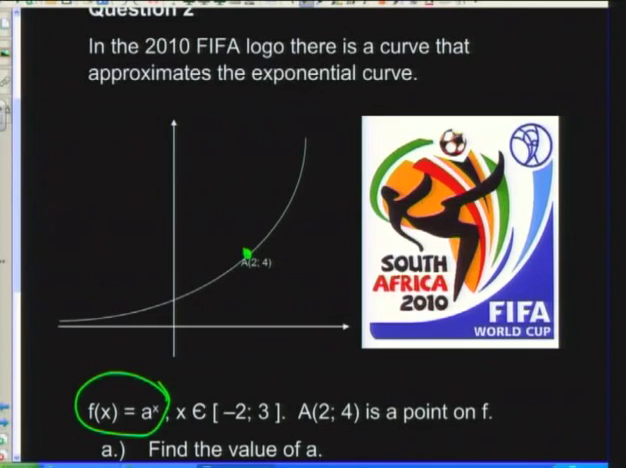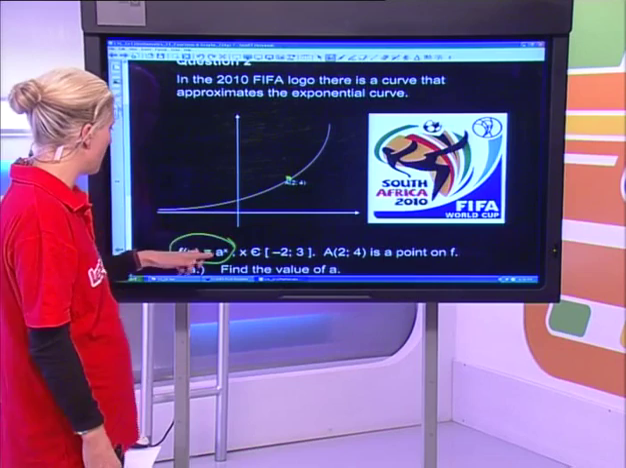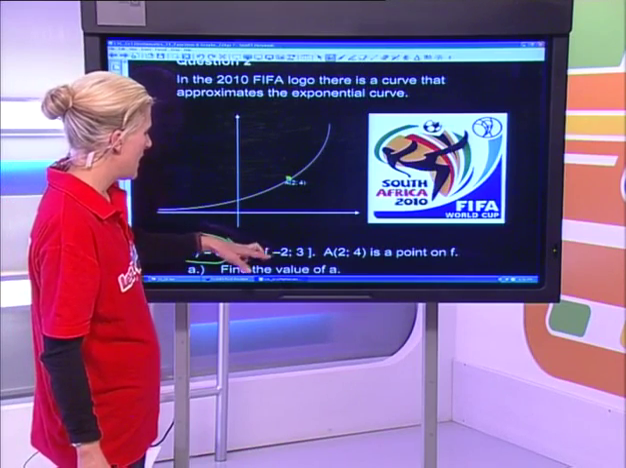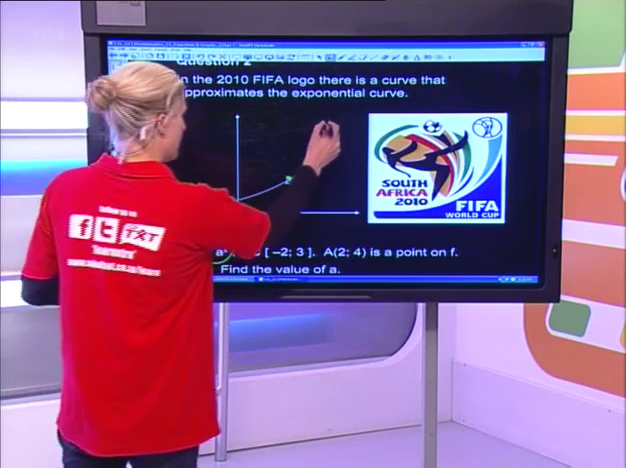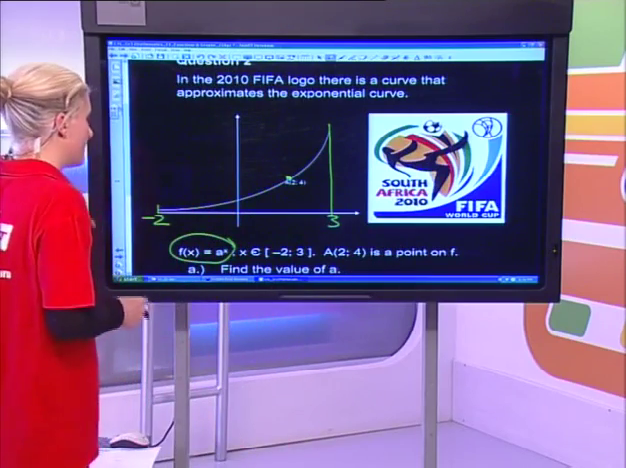This graph's domain is restricted. So this graph is only drawn from x is minus 2 to x is 3. So let's say it finishes there at x is 3 and it starts here at x is minus 2. It's fine. Usually an exponential graph's domain will be x an element of the real numbers, but we can restrict the domain. That's not a problem. Right.